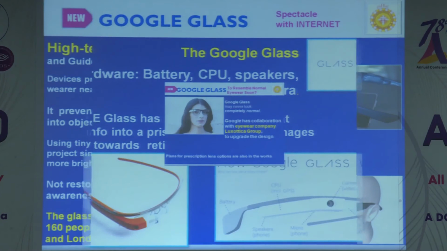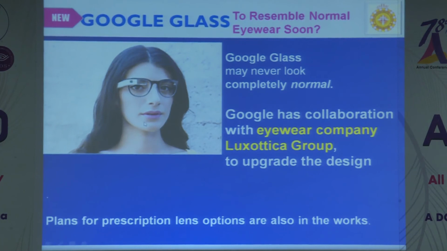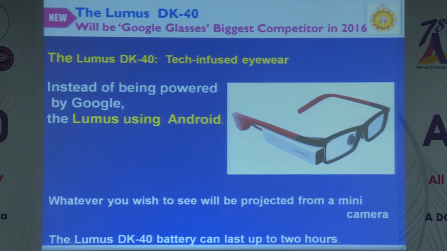And now spectacles are coming with Google Glass and everything, but Google Glass failed. It is because it does not have the shape of a spectacle, but it is also a computer connected with the CPU, speaker, etc. So the Luxottica company came with a spectacle shape and everything, with Google Maps, where you can enjoy the internet or Wi-Fi with the spectacle, but it is very expensive also. So Lumos DK40 is something coming to the market with this Android platform. It is working. That's also coming.